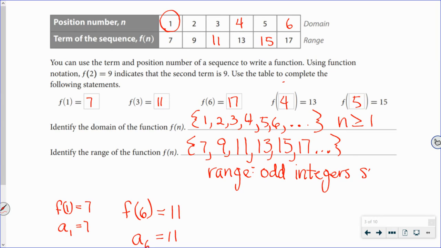such that n is greater than or equal to 7. So we can write it out in words that way. Starting with 7, it's going to be odd integers. Well, that'll work. We understand what our domain is, what our range is. That's pretty simple.